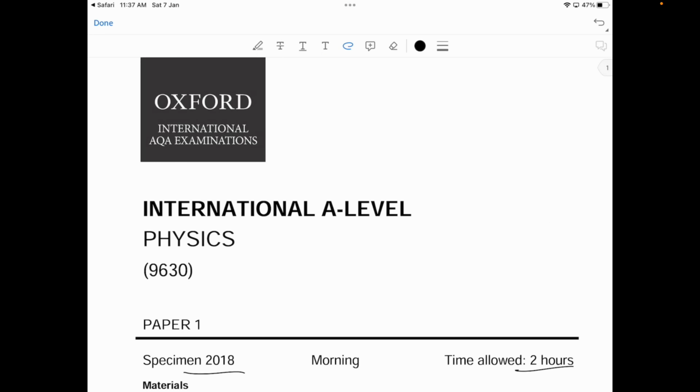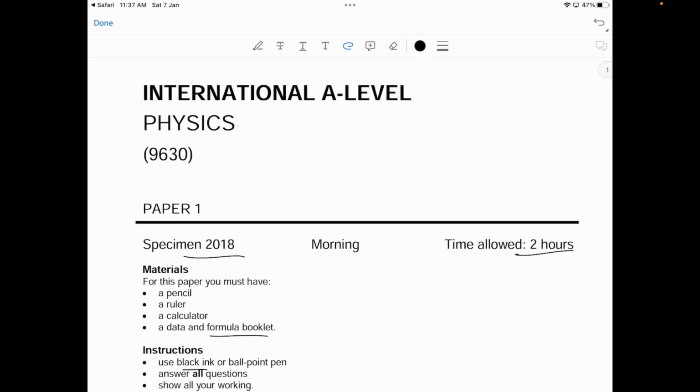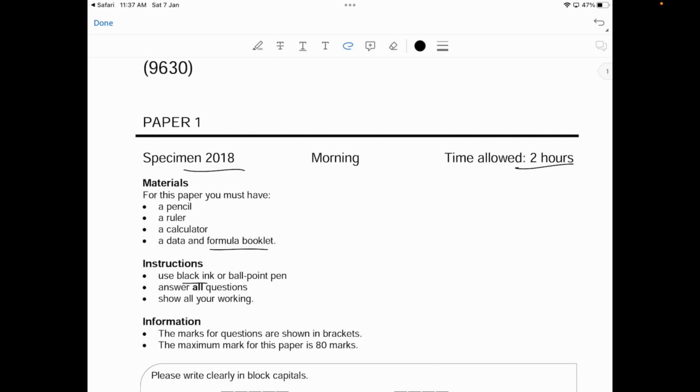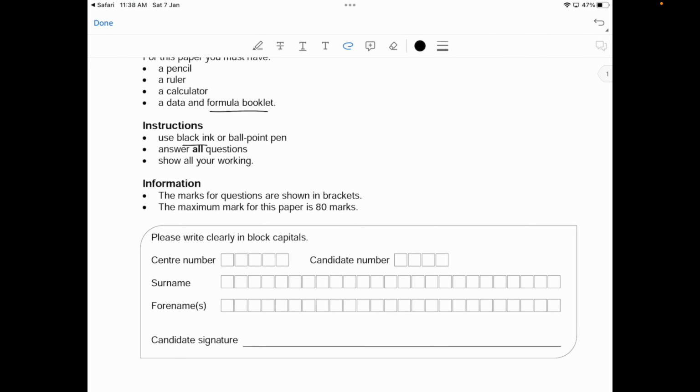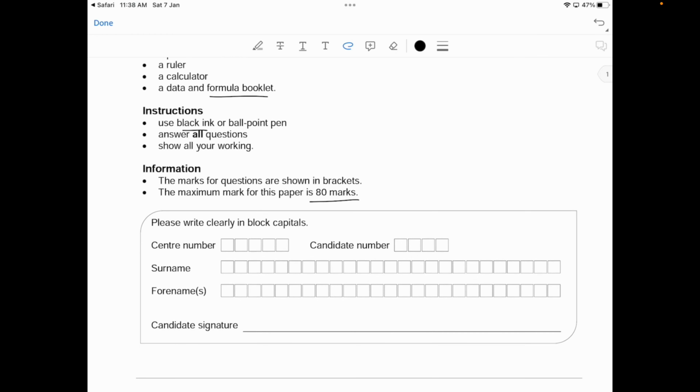And yeah, let's start with the video. Alright, so the time allowed for the exam is 2 hours. And the materials you need for this paper is a pencil, ruler, calculator, and a formula booklet. Now the formula booklet will be given to you guys in the exam, so just remember how to use the formulas. The instructions are here to use a black pen, so do keep that in mind, and the total marks for this paper is 80 marks.